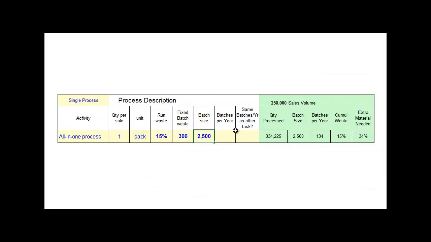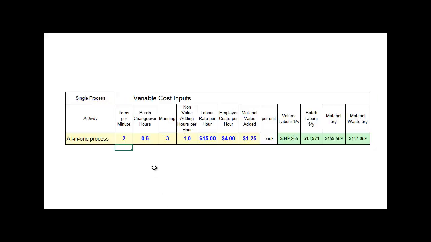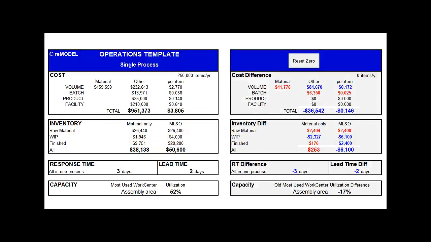I'm going to leave batch size at 1500. And now let's just look at machine speed. Let's increase the machine speed, not to 4 this time, let's go up to 3 items per minute, so it's a 50% increase. What happens here? We're still wasting that material because of the extra batches, but that's more than compensated for by the higher productivity of the labor that's running the machine. We're still losing money on the batch changeovers as before because there are the same number of changeovers. But overall, we have a cost saving.